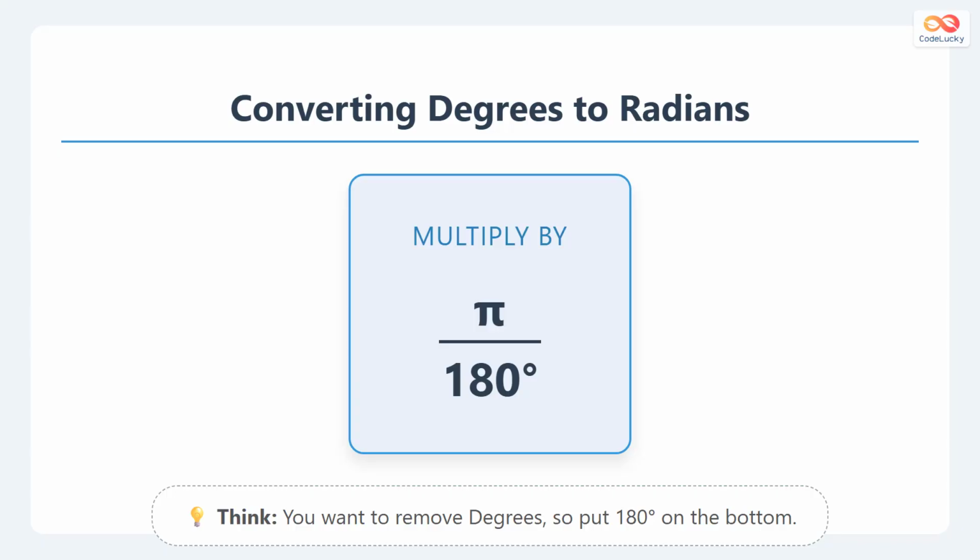To convert from degrees to radians, we multiply our degrees by a fraction. That fraction is pi divided by 180 degrees. Think of it this way. You want to cancel out the degrees, so you put the 180 degrees on the bottom of the fraction.